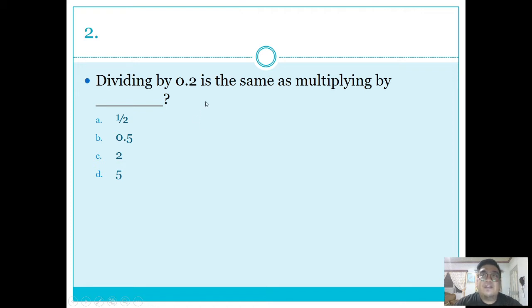Pag nagdi-divide tayo, 1 divided by 0.2, yung 0.2, i-move natin ng isang decimal place. So, yung 0.2 magiging 2. Okay, ngayon, yung 1, ganun din. Mag-move din tayo ng decimal place to the right. So 0.2 will now become 2, and then 1 will now become 10. So, di-divide natin 10 divided by 2, that will now be equal to 5. Kung mapapansin nyo, yung 1 kanina naging 5. Anong minultiply mo sa 1 para maging 5? Oh, it's obvious, di ba? It's 5. So, the answer here is letter D, 5.